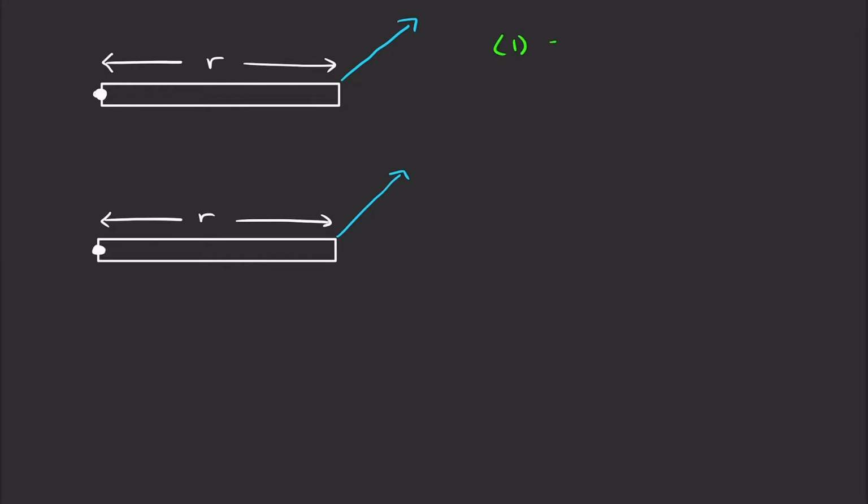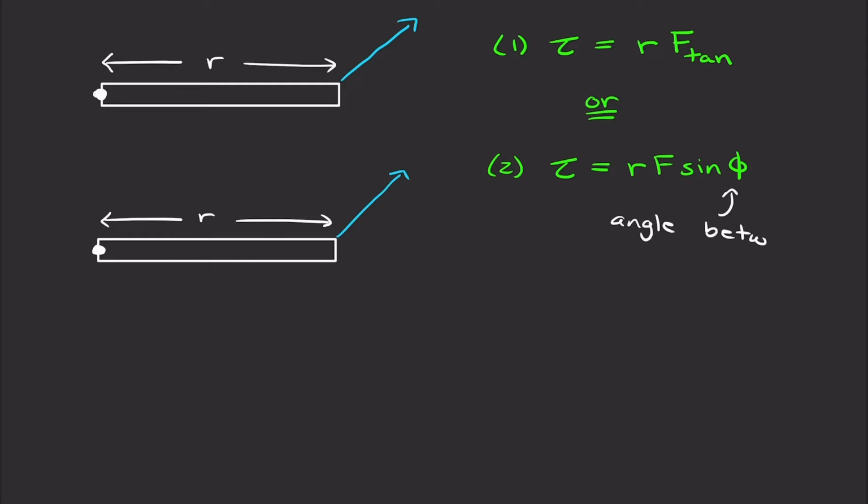The first is we can use this formula that we found before: tau equals r times the tangent component of F. Or we can use another formula, tau equals r times F times sine of phi, where phi, another Greek letter, is the angle between r and F. F is obviously a vector, but r is also a vector, and it points from the axis of rotation to wherever you're applying the force. Okay, so let's go through this.